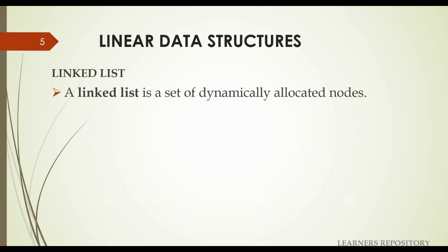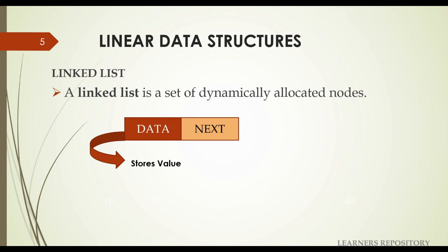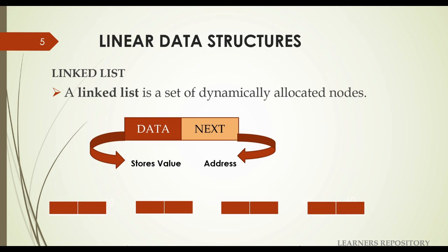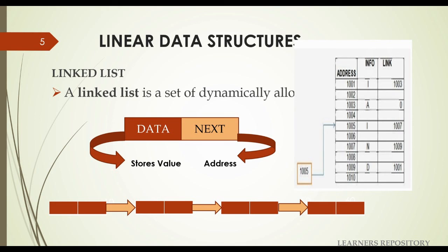Linked list is a collection of dynamically allocated nodes. Each node has two parts, data part and the next part. Data part stores the value and the next part is a pointer variable that stores the address of the next node. So wherever there is free space in the memory, the nodes will be scattered and they are linked through pointers. This is another representation of linked list in memory.